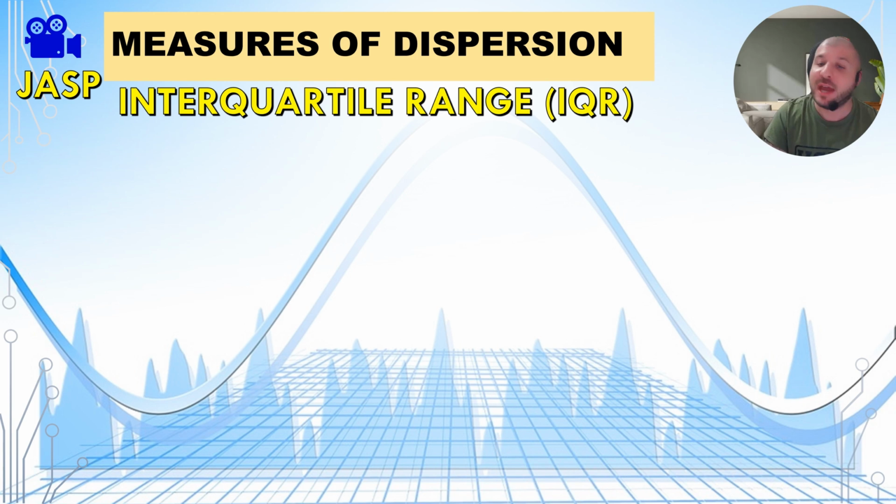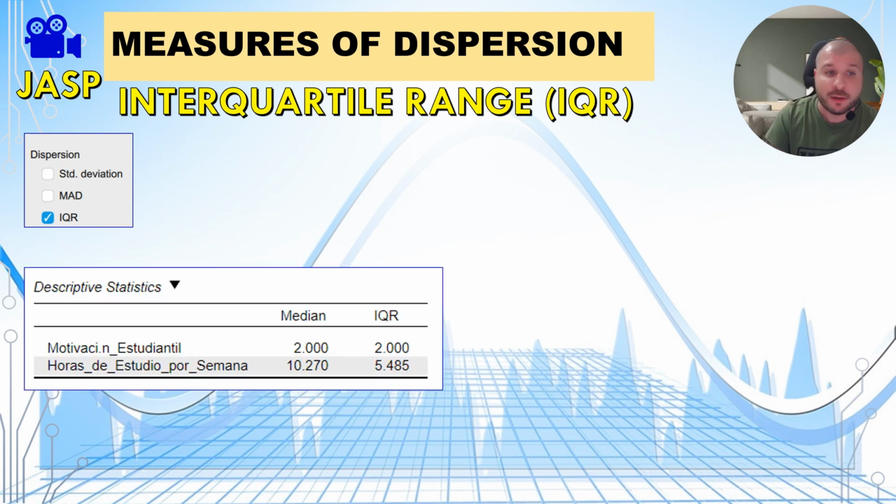So how do we do that in JASP? All right, we click on dispersion measures. You saw them before. We click on IQR, and then we get it here. The IQR, as we can see here, is equal to the median. So it means that there is some variation.